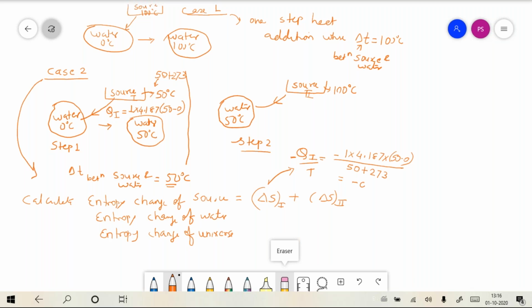Similarly, the entropy change of source 2 would be minus Q2 upon the temperature of source 2. So what is Q2? Q2 will be minus of 1 into 4.187 into 100 minus 50, since the temperature of the water changes from 50 degrees centigrade to 100 degrees centigrade. What is the T here? T here is now 100 degrees centigrade, so 100 plus 273. If you solve this, you should get minus 0.56 kilojoules per Kelvin.